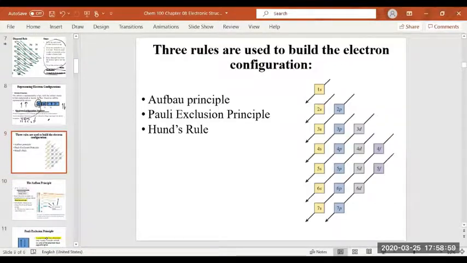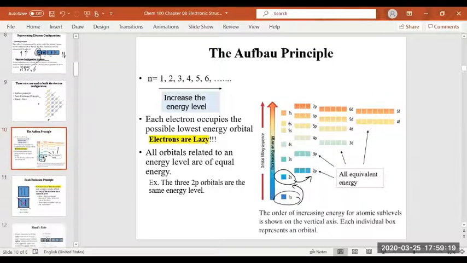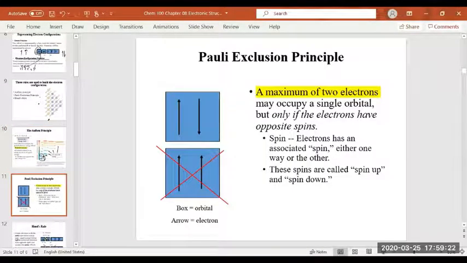We have some rules you have to keep in mind, like the Pauli exclusion principle. Quickly, the Aufbau principle: electrons are lazy, so they fill the lowest energy first. You start from 1s, fill it, then go to 2s, fill it, then go to 2p. That's how you fill. Then the Pauli exclusion principle: the maximum in each orbital, each box, is 2 electrons, and they have to be opposite in spin. One spins up, the other spins down.